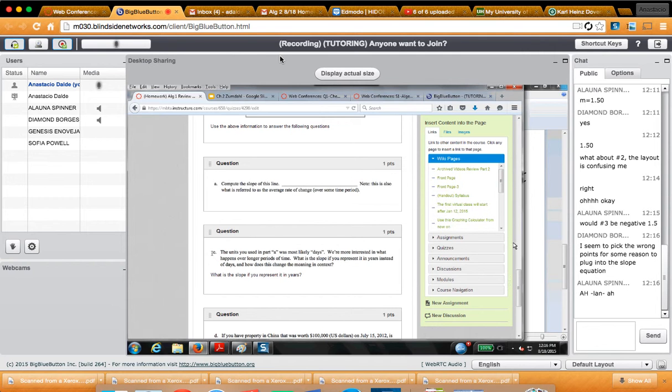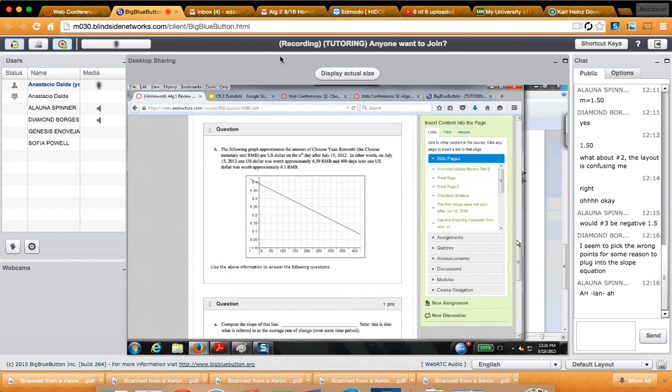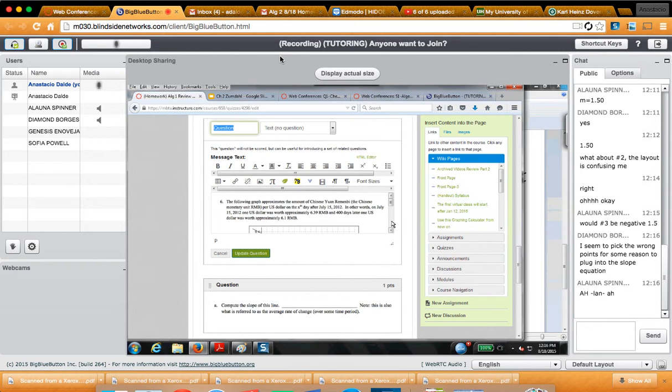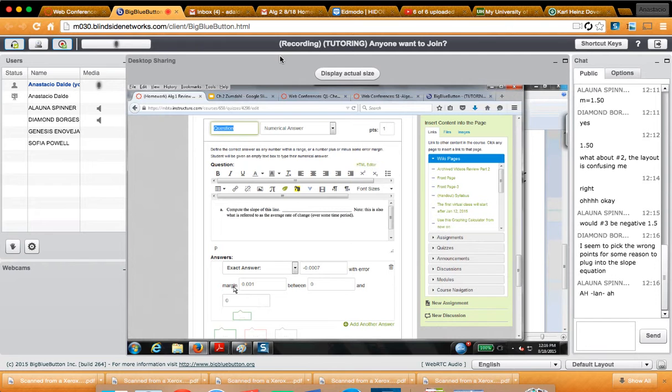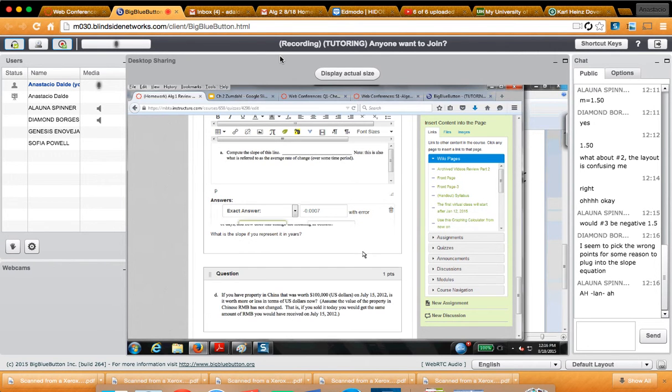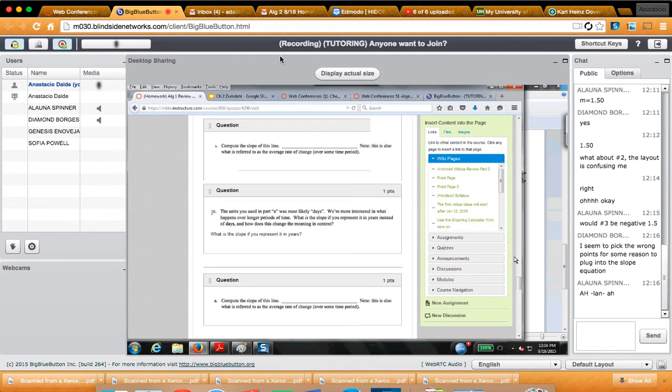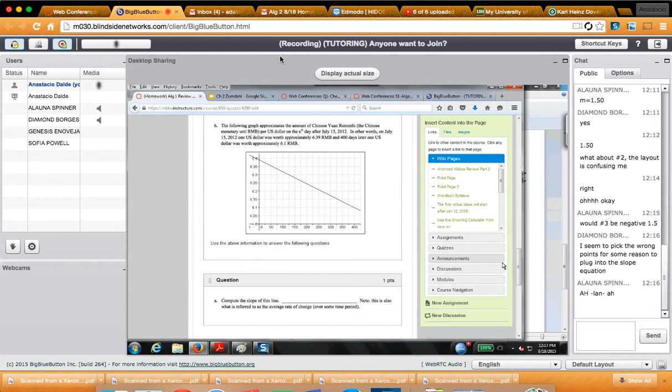Diamond's saying that she seems to not really know which points to choose. I'll tell you a hint for choosing the 2 points. I should be giving you a good amount of buffer so that you can put an answer in without being super accurate, because each person is probably going to calculate a slightly different number.